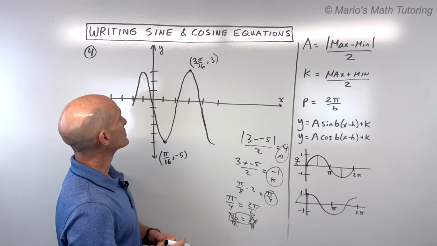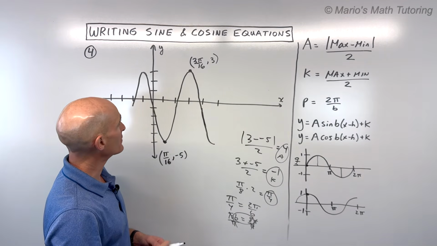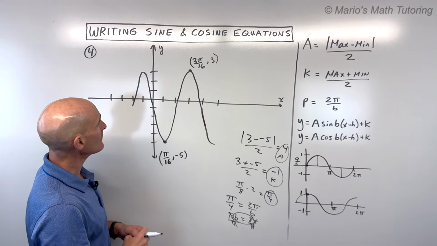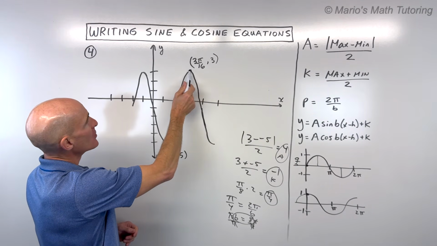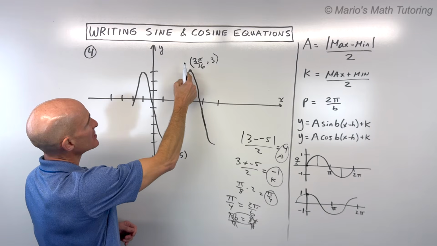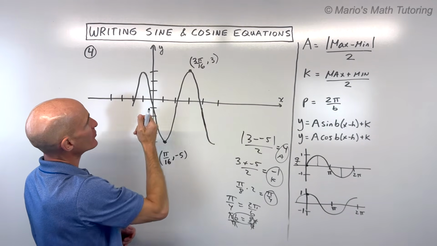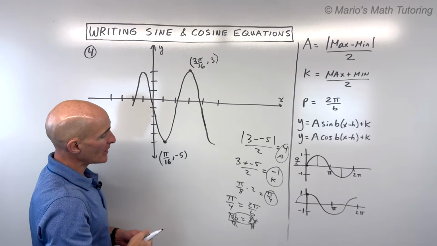Okay, and now as far as the phase shift, let's start with the cosine graph. The cosine starts at the maximum, right? So we could say that this graph starts here. It's just been shifted to the right 3 pi over 16. That's one way to do it.